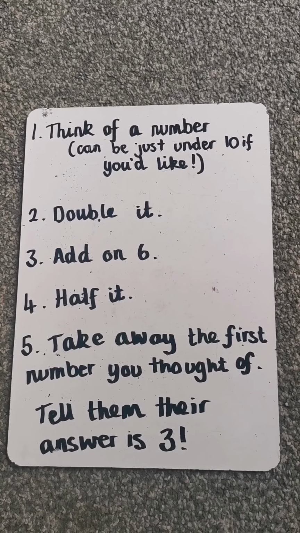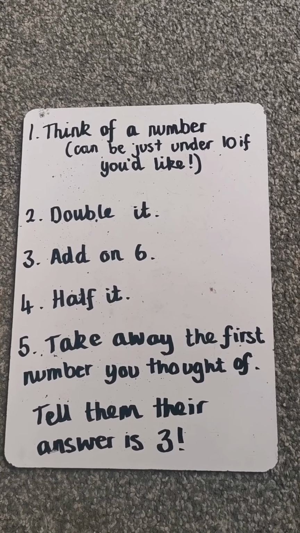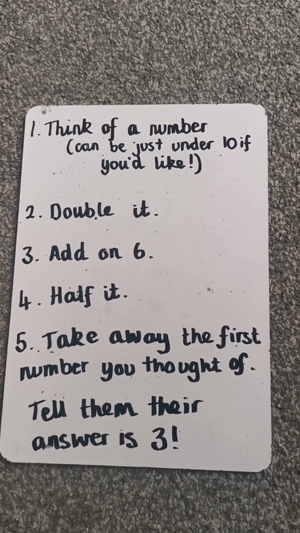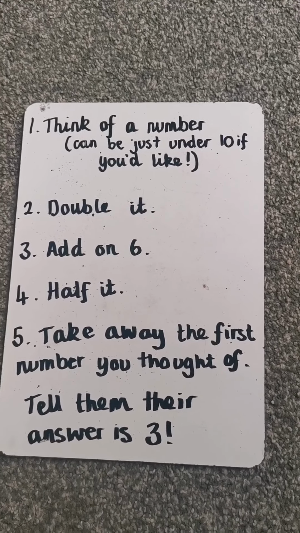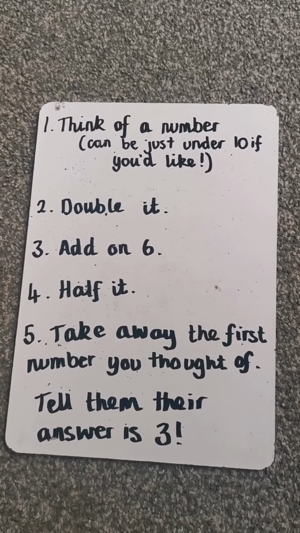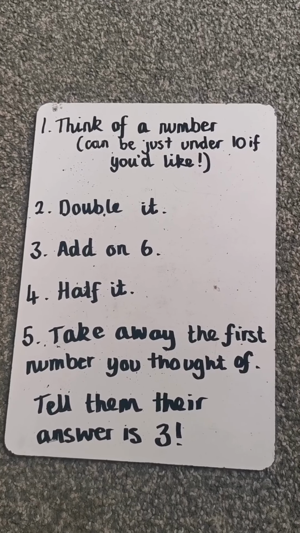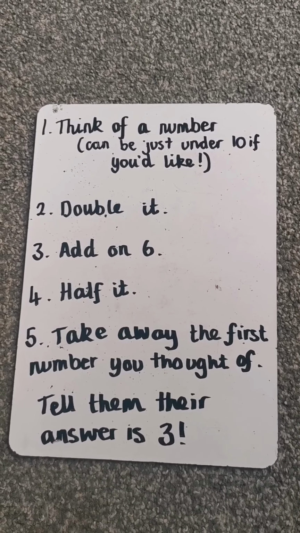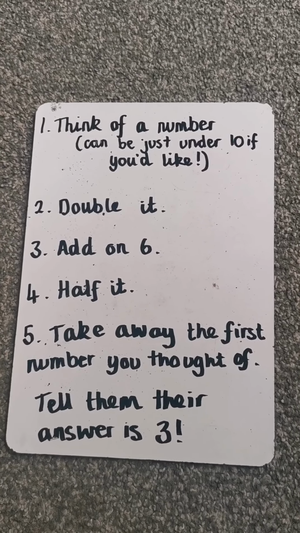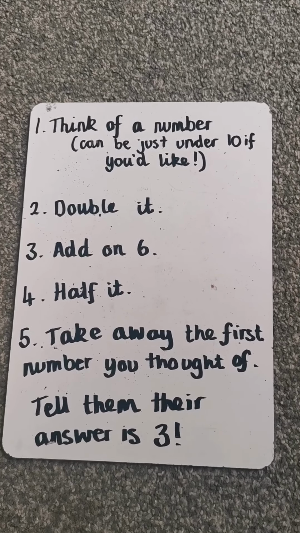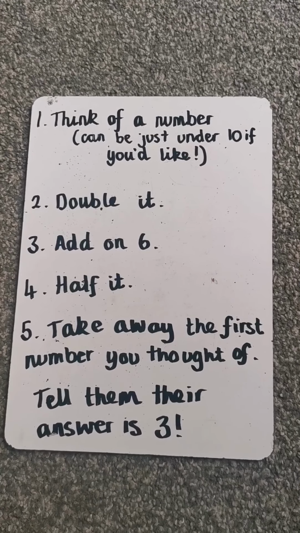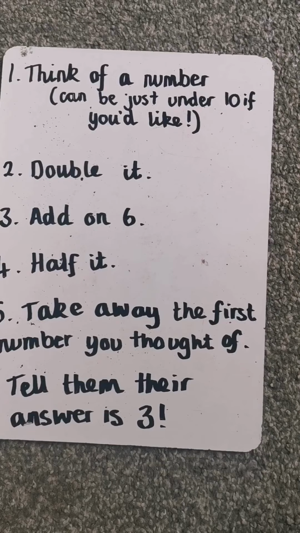So now if we try again but with a number over 10, so I'm just going to choose 15. So 15, double it, is 30. Add on 6 is 36. If I half 36, it would be 18. If I then take away 15, which was the number that I first thought of, my answer is still 3. So if your calculations have worked out right, their answer should be 3.